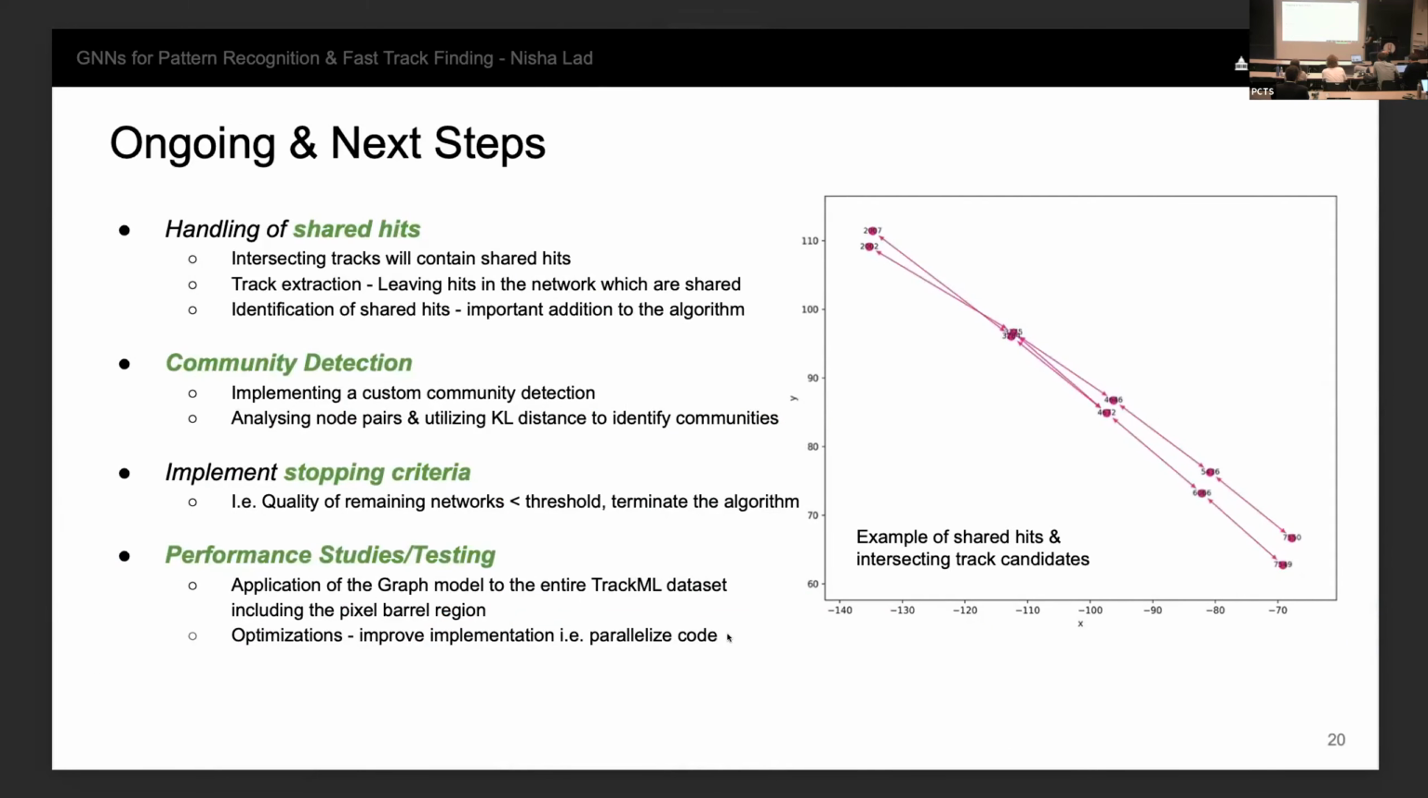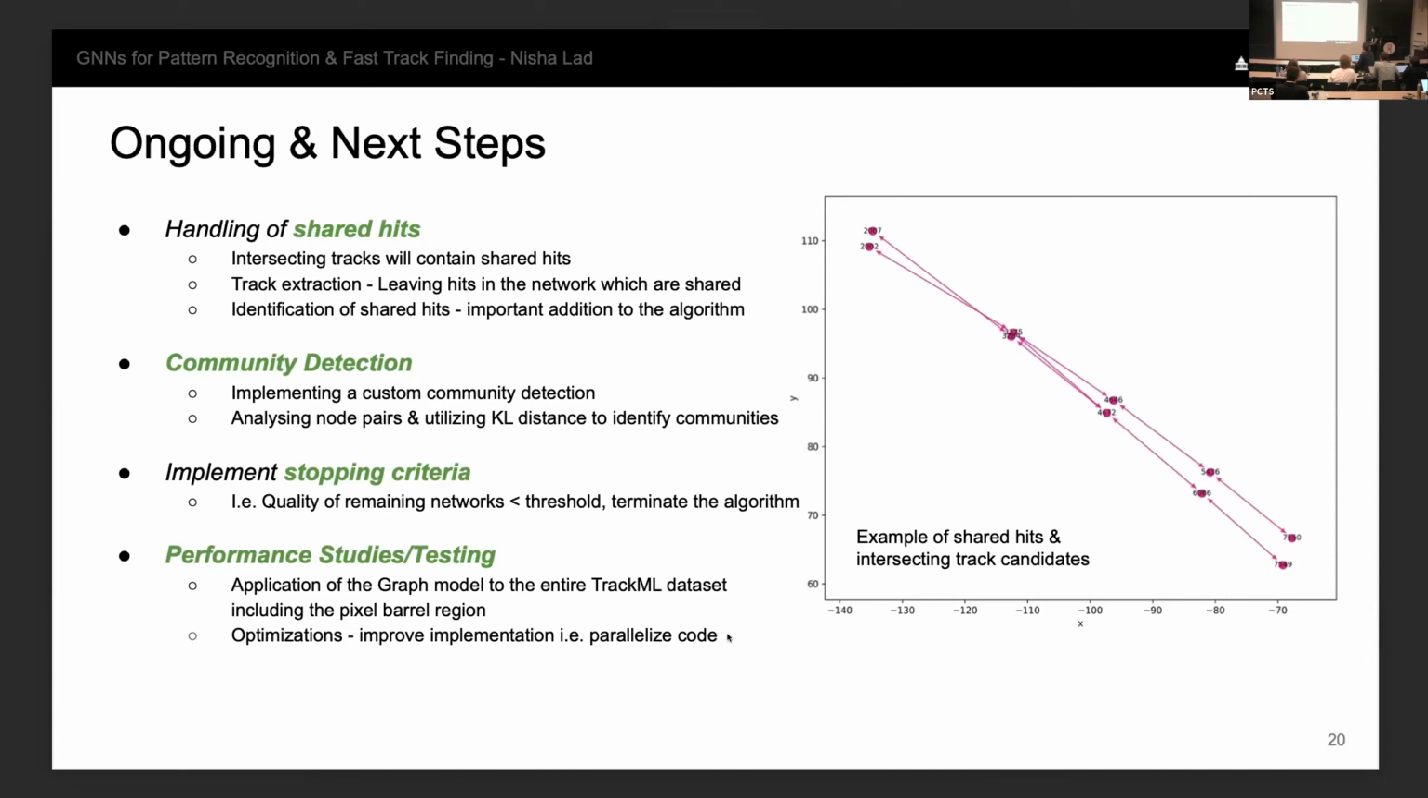The ongoing and next steps for this project start with the handling of shared hits. Here's a good example of shared hits and intersecting track candidates. We want to be able to identify these, leave in the shared hit, and extract these two tracks separately.